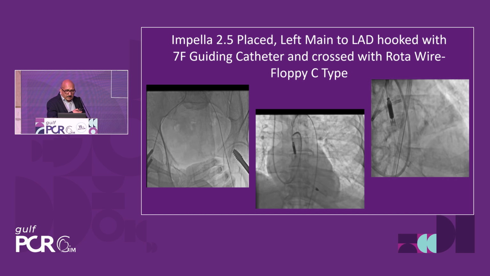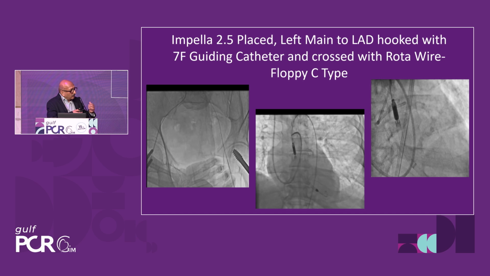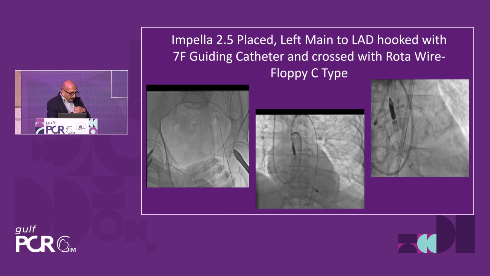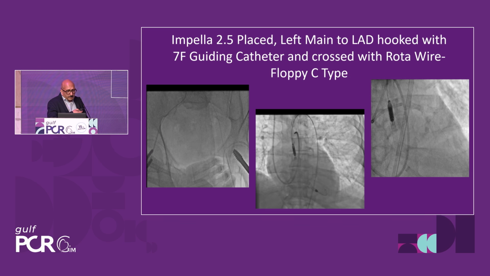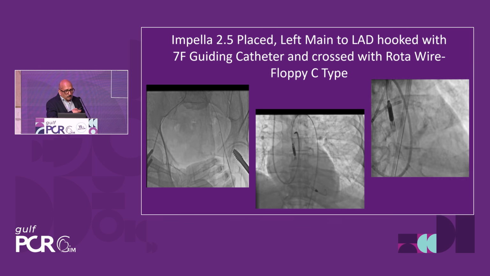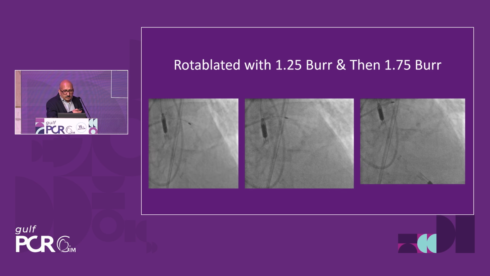So we move to the second case. Here you can see that we are doing it in a very high risk patient. Here it is an ultra low contrast PCI. We had to give only 20 ml. GFR was 20, and we are doing everything. So here, we did it with the help of OCT and IVUS both. OCT was normal saline OCT, and Impella was put in this patient.